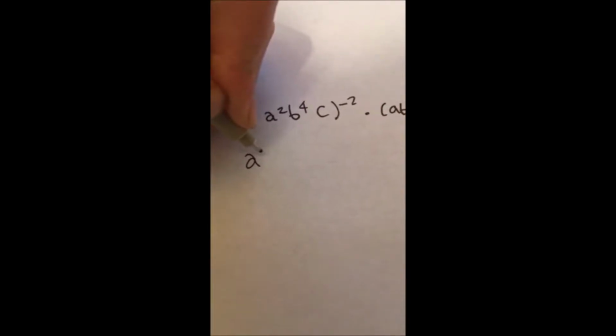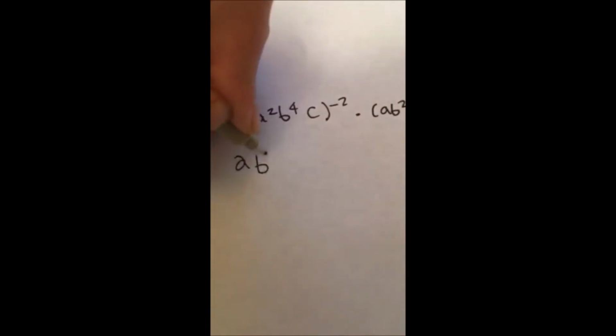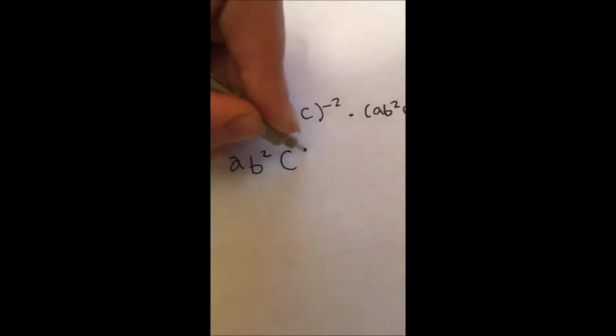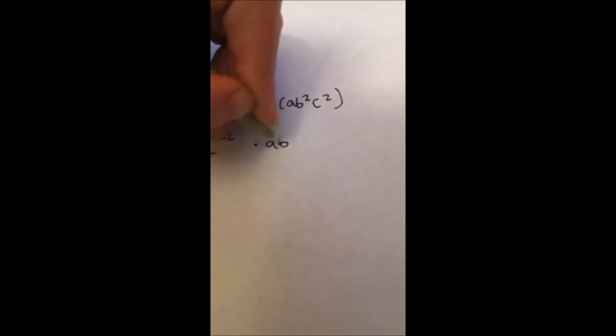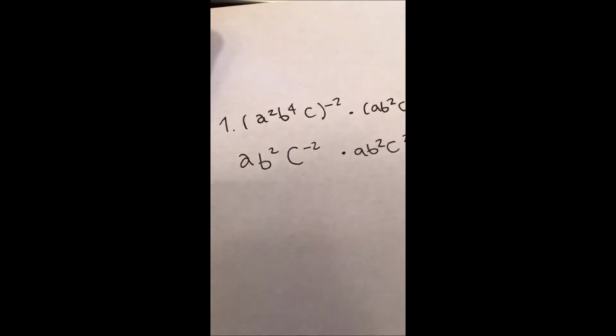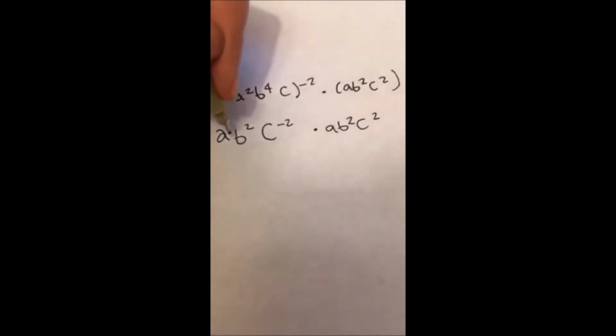So when you have a power to a power, in this case, this parentheses is all to the power of negative 2, you add the exponents. A squared minus 2 simply is just a. B to the fourth plus negative 2 is 2. And c minus 2 is c to the negative 2.